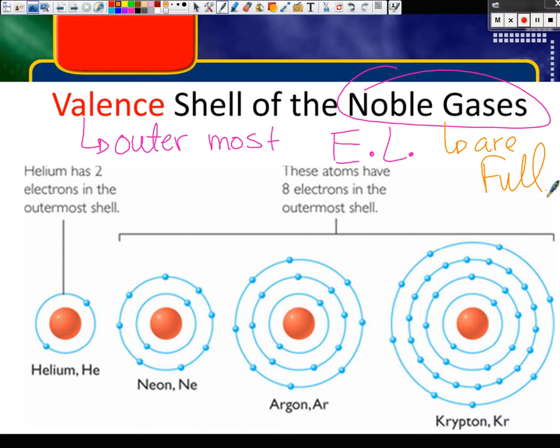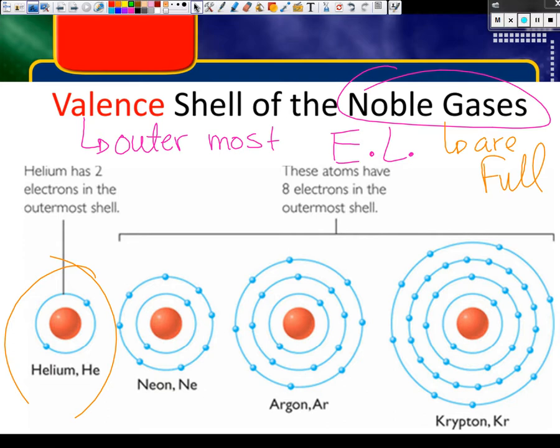Except one of them. Take it back. One of them doesn't have 8. Who doesn't have 8? Look up there. Look again. Try again. Helium. Helium only has how many? I agree with you, but I wanted everyone to see it. Helium only has 2. Well, it can't have 8 if it only has 2. So that is the truth about the valence shell of the noble gases. And we'll talk more about the other groups as we go along. Cody. Seriously.